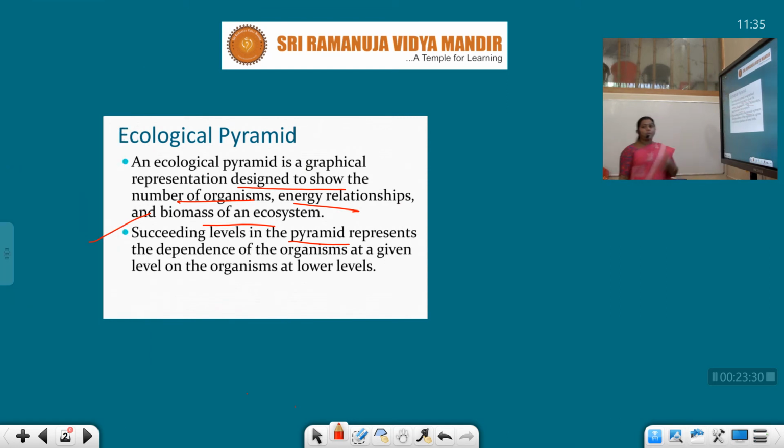See, students, our main topic is our environment, and here we are going to explain about the ecological pyramids. An ecological pyramid is a graphical representation designed to show the number of organisms, energy relationship, and biomass of an ecosystem. Succeeding levels in this pyramid represent the dependence of organisms at a given level on the organisms at the lower level. Just now I explained, in the ecosystem, the resources are shared and distributed by the different levels of organisms. So we can say that a particular living surrounding is an ecosystem.